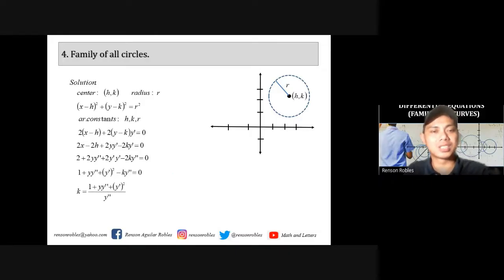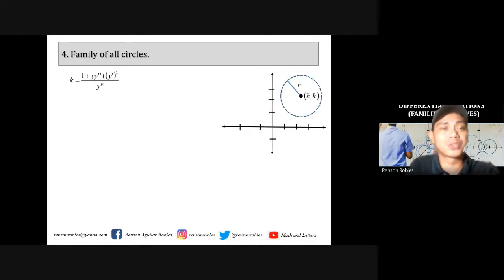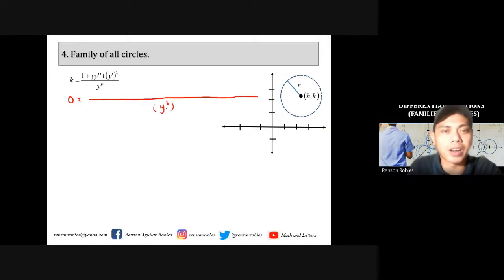Then to differentiate, we can use the derivative of a quotient. So we have 0, the derivative of k, and then you use the derivative of a quotient. I will just write a very long vinculum here. And then y double prime square, then you copy y double prime here, and then you differentiate the numerator. Derivative of 1 is 0, plus you use the derivative of a product to differentiate y double prime. So that's y, then the derivative of y double prime is y triple prime, plus y double prime times the derivative of y, which is y prime.